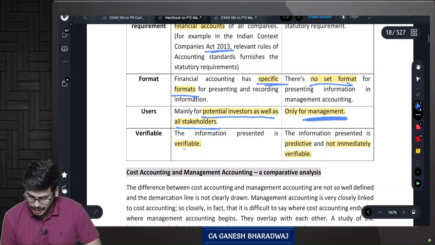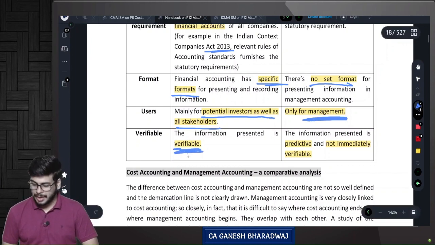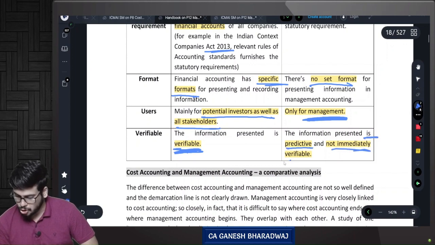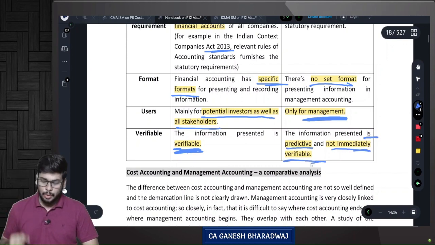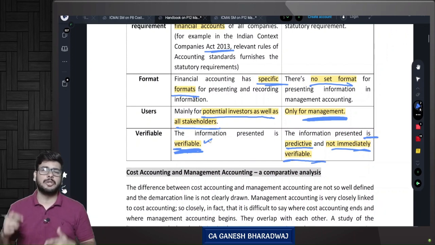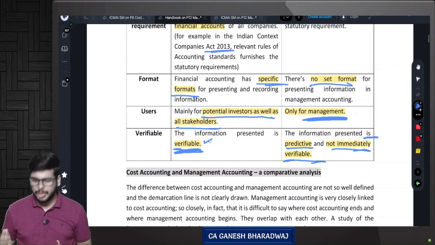Financial accounting data is verifiable, whereas management accounting data is predictive and not immediately verifiable. What do you mean by that? Financial accounting data gets audited, and it's past data. You can verify it. Suppose a sale of 5,000 rupees has happened. You can see the sale voucher and verify it, correct? Whereas in management accounting, you cannot verify.